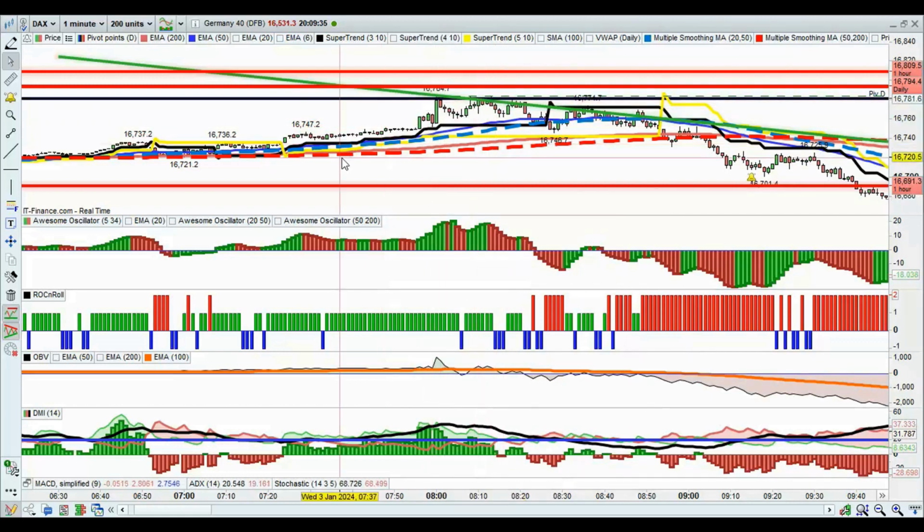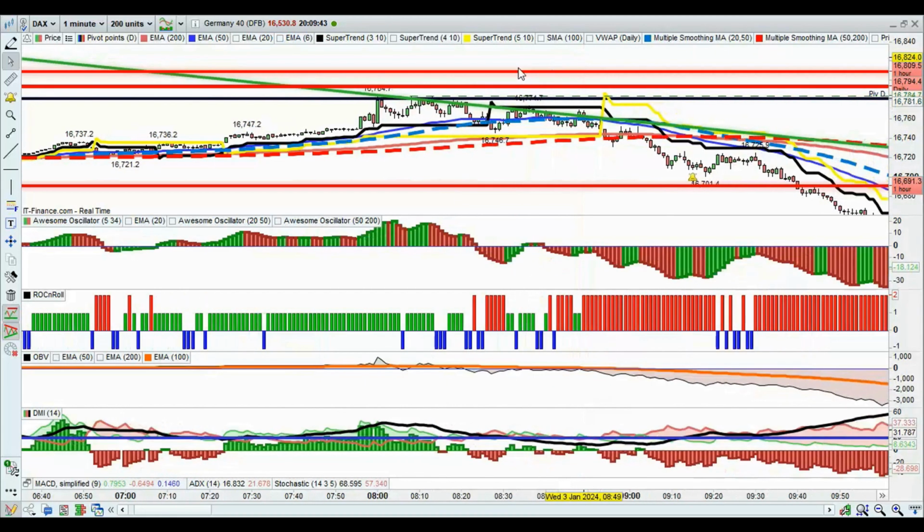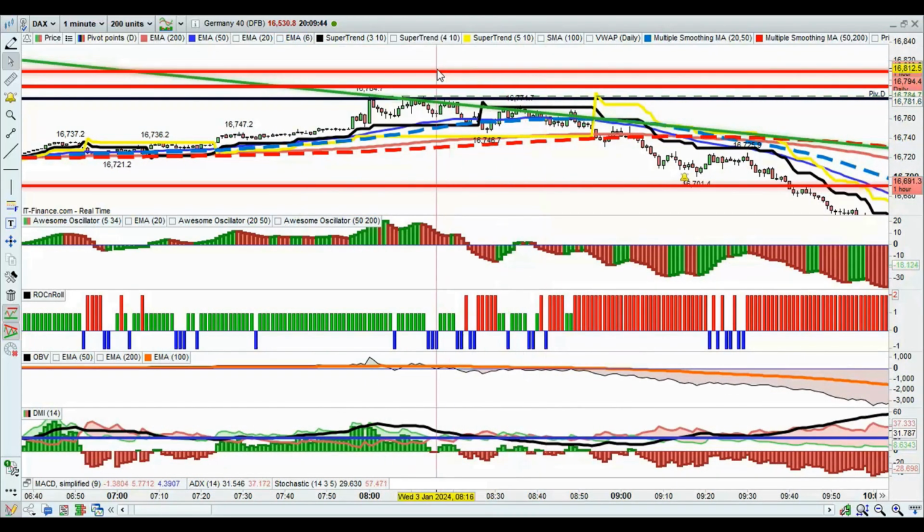So you could have taken some profit at the top, 16,736. So there was about 50 pips on the table for you. Pound a point, that's £50. £10 a point, £500. Depending on what level you're trading at, because this is a day trading strategy.